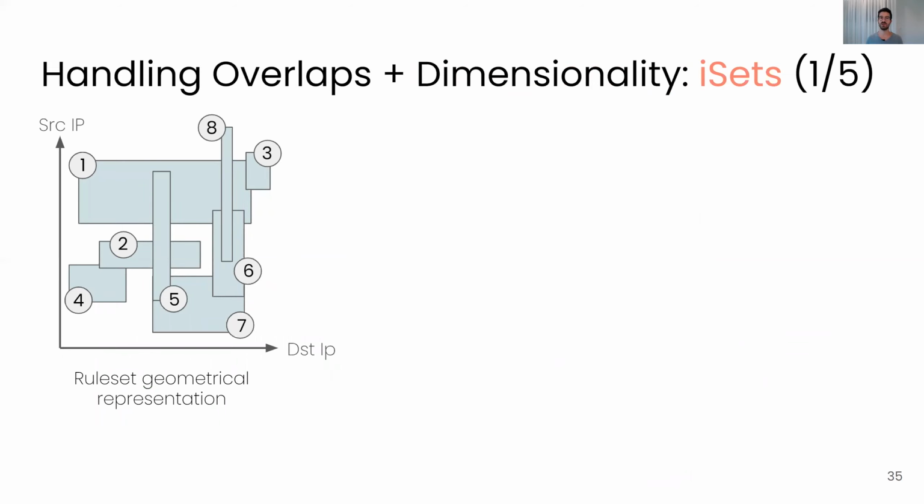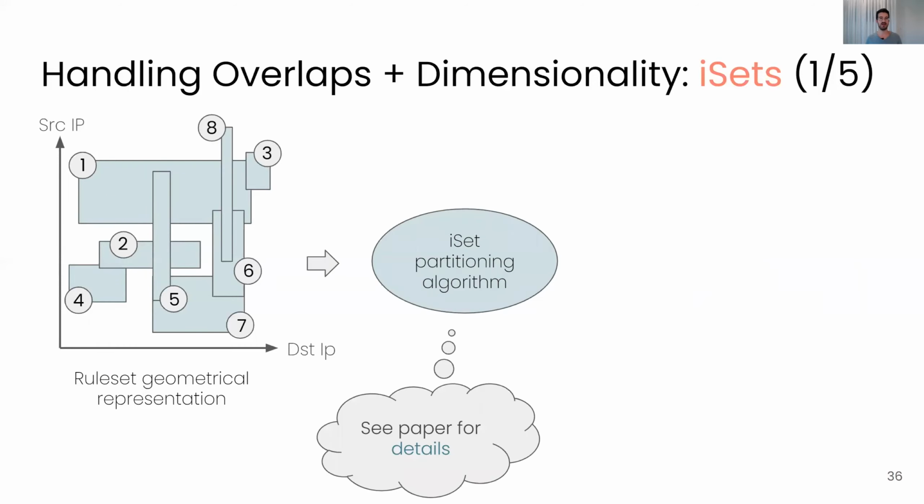Let's take a different view on classification rules as hypercubes in an n-dimensional space. Each rectangle represents a classification rule. Each axis represents a field. Using this geometrical representation, we can partition the rule set into several subsets, each with a field with non-overlapping ranges. We term those subsets as independent sets, or I-sets for short. We elaborate on the I-set partitioning algorithm in the paper.